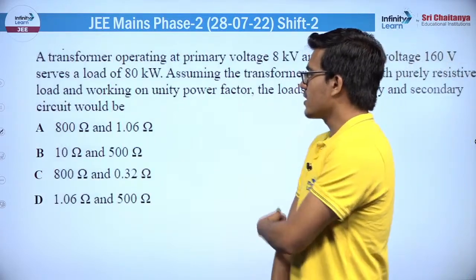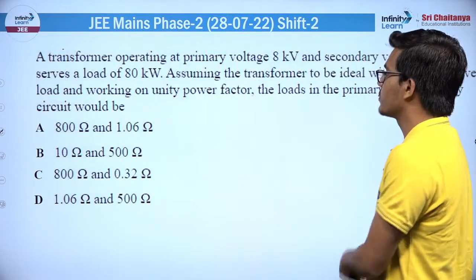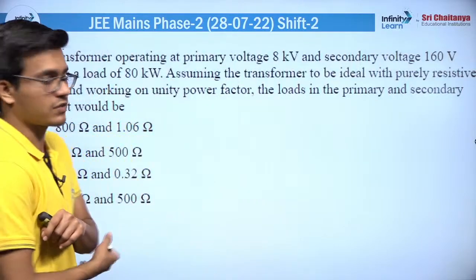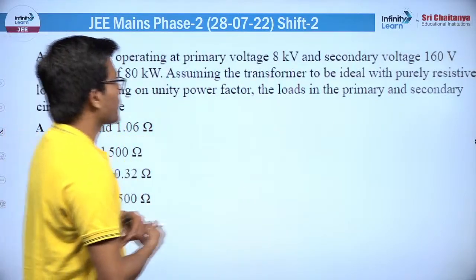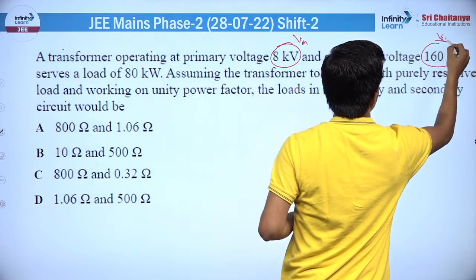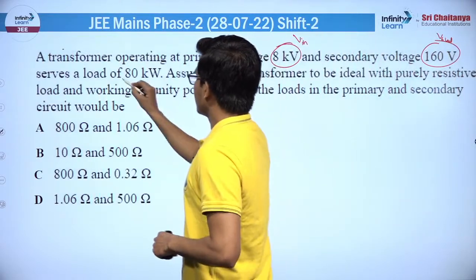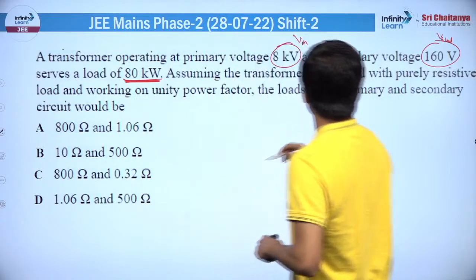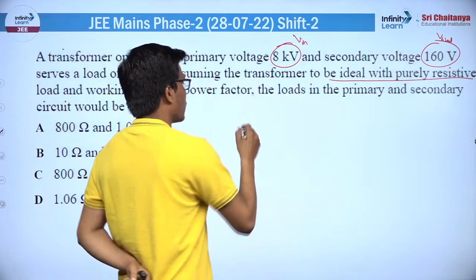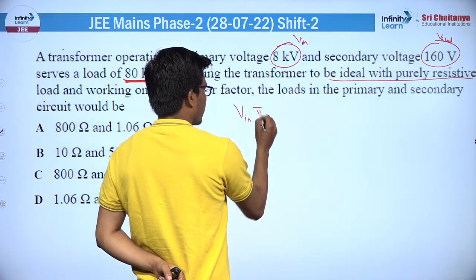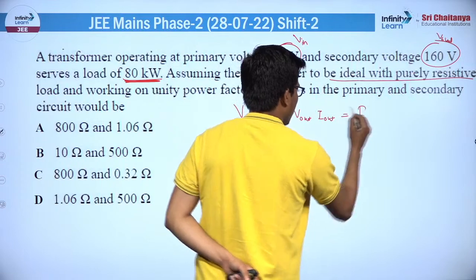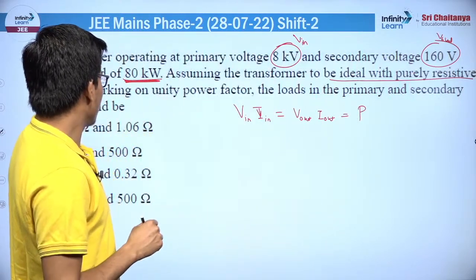Moving to the next question, again a direct formula based question. But people do skip the transformer part in the AC chapter, and you should not skip it, because JEE Advanced even asks questions from this topic. You have a primary voltage and a secondary voltage, so I can say this is input and this is output, and the load power is given. Assume the transformer to be ideal with a purely resistive load. Then the power will be equal: V in I in is equal to V out I out, which is the power. And the power factor is unity.